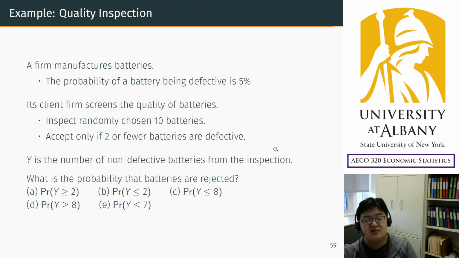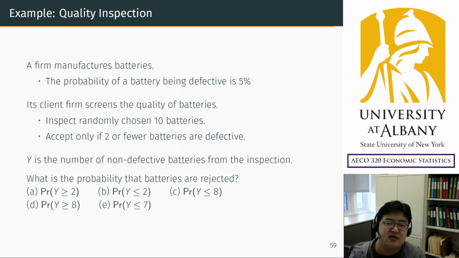Okay, this is the last example of this chapter, quality inspection. Suppose I'm going to consider a firm that manufactures batteries, like smartphone batteries, for example. But the problem is that some batteries may be defective, and I'll assume that the probability of a battery defect is 5%. So 5% of batteries are defective.